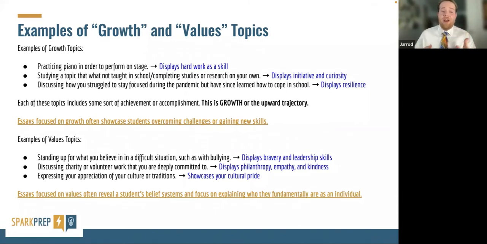You could be discussing charity or volunteer work that you are deeply committed to. This displays philanthropy, empathy, and kindness, basically how giving you are of your time and energy to others, and or expressing your appreciation of your culture and traditions. This showcases your cultural pride and is something that is unique to the wonderful human beings in Vietnam. So I think that's something that I see frequently students writing about, is showcasing their cultural pride. Remember that essays on values focus on a student's belief systems and focus on explaining who they are at their core, fundamentally.